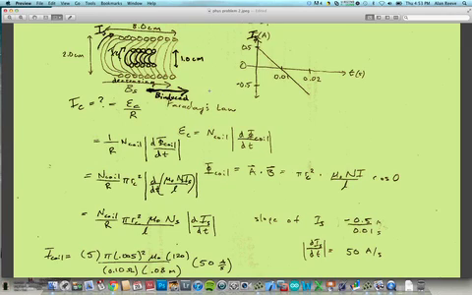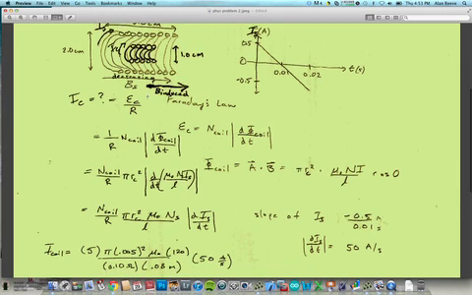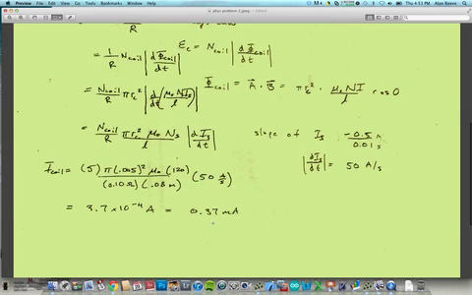And using the right-hand rule, we can figure out that the current in the coil is clockwise when seen from the left. So it is positive 0.37 milliamps.